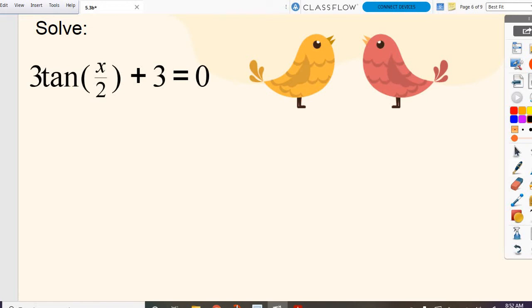Alright, so our last type that we're going to need to look at is, what do we do when we have things that are being multiplied or divided on the inside of our trig function instead of on the outside of our trig function? And they're not super hard, we just have to approach them a little bit differently.